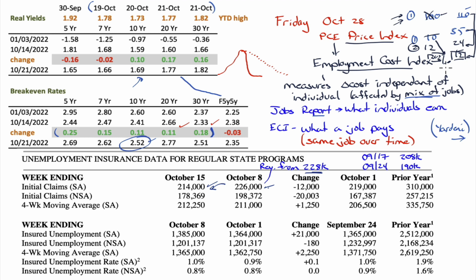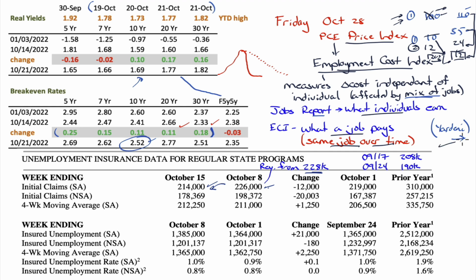Well, the jobs report captures all of that going on at the macro level. What we'd want to know is, for this job that still exists, what does it pay? So that we can measure true wage inflation. Well, that is what the employment cost index does. The jobs report measures what individuals earn. The ECI measures what a job pays. The same job over time.